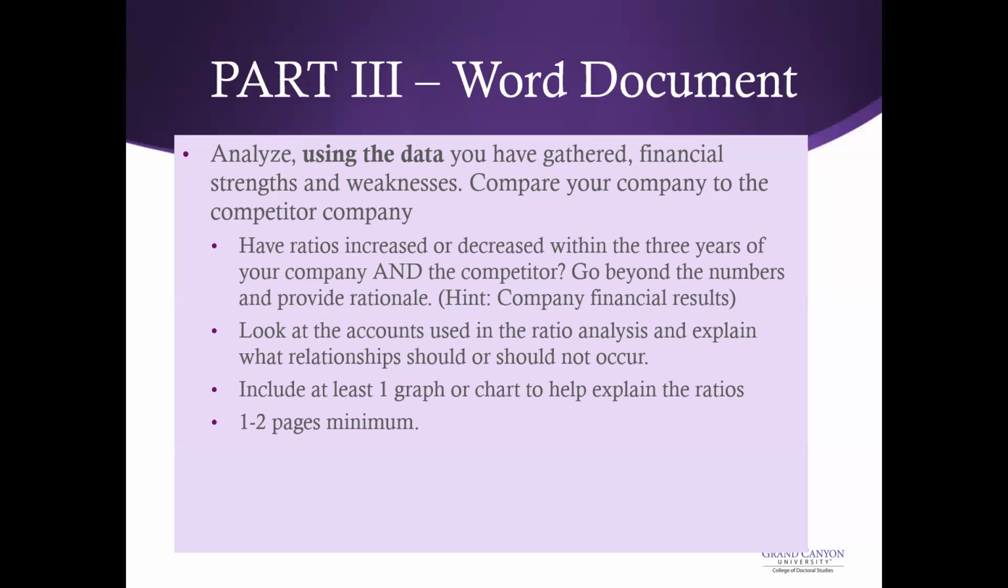But go beyond the numbers. Just don't tell me that they've changed by 30% or they've increased year over year. Give me the factual data that you calculated, and then go back to the company website or the management's discussion and analysis in the ACC614 report and find out what's been going on with the company during that reporting year. That can give you some really good hints. You can also look at the accounts that make up the ratio and try to determine or explain what is or is not going on with the relationships.